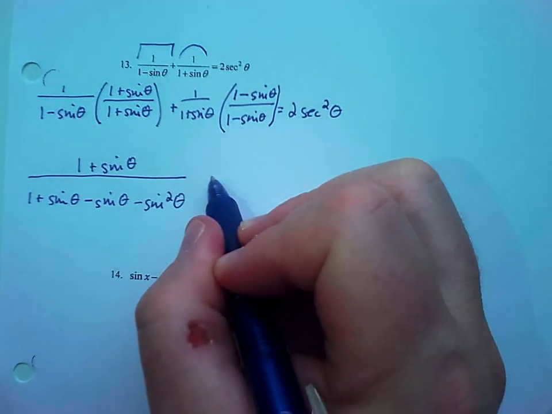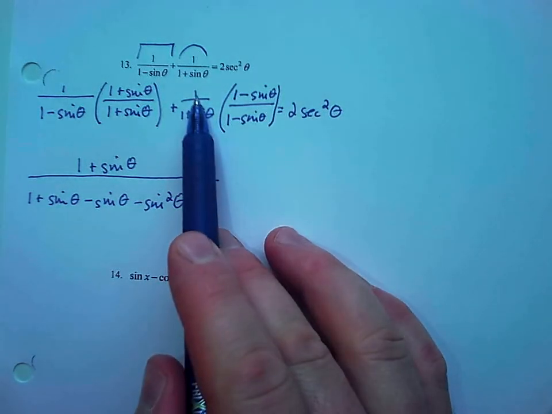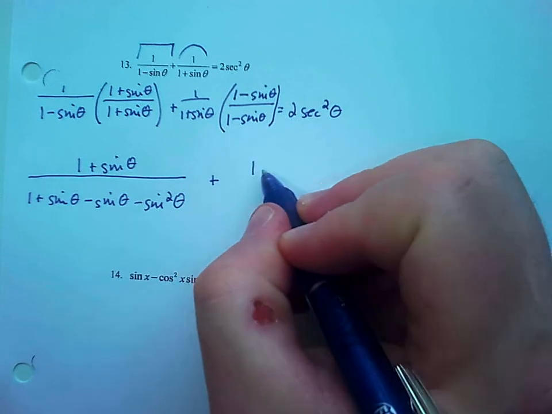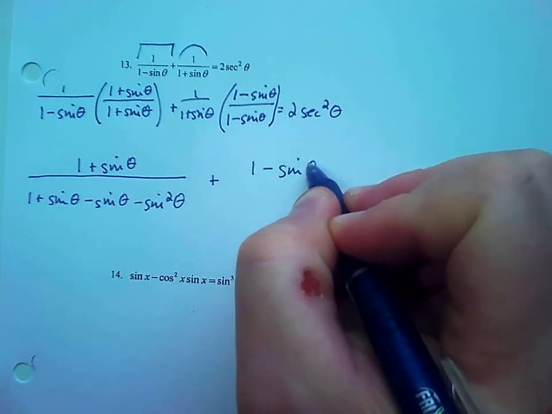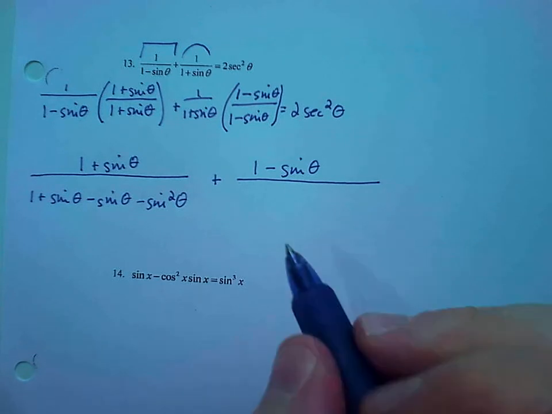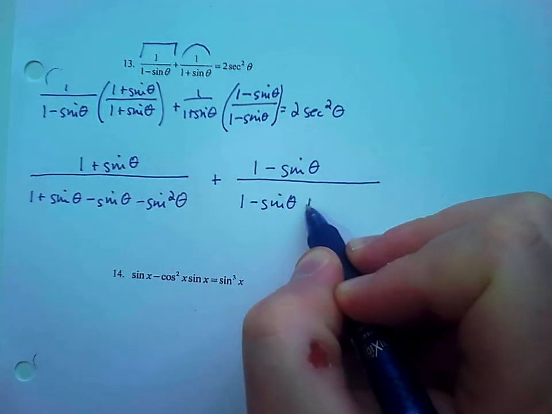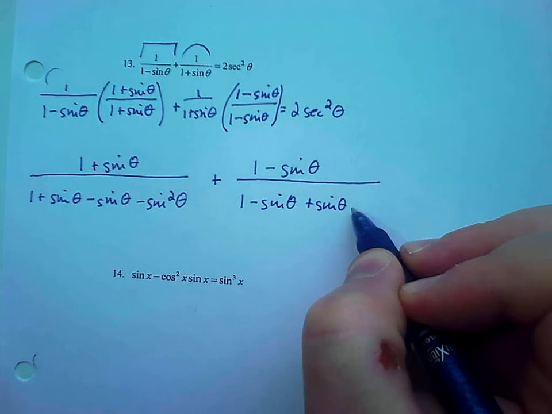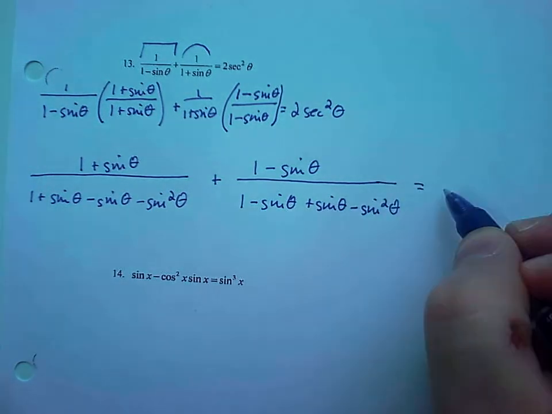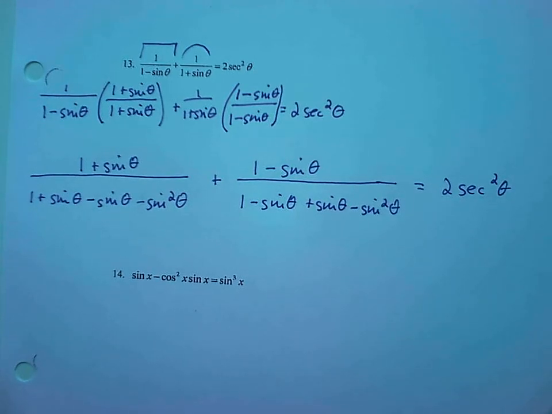And here, in the second term, if you look at the numerator, it's just going to be 1 times 1 minus the sine of theta. So again, here we're going to get 1 minus the sine of theta. And if you multiply out the denominator, we're going to get 1 minus the sine of theta plus the sine of theta minus the sine squared of theta.